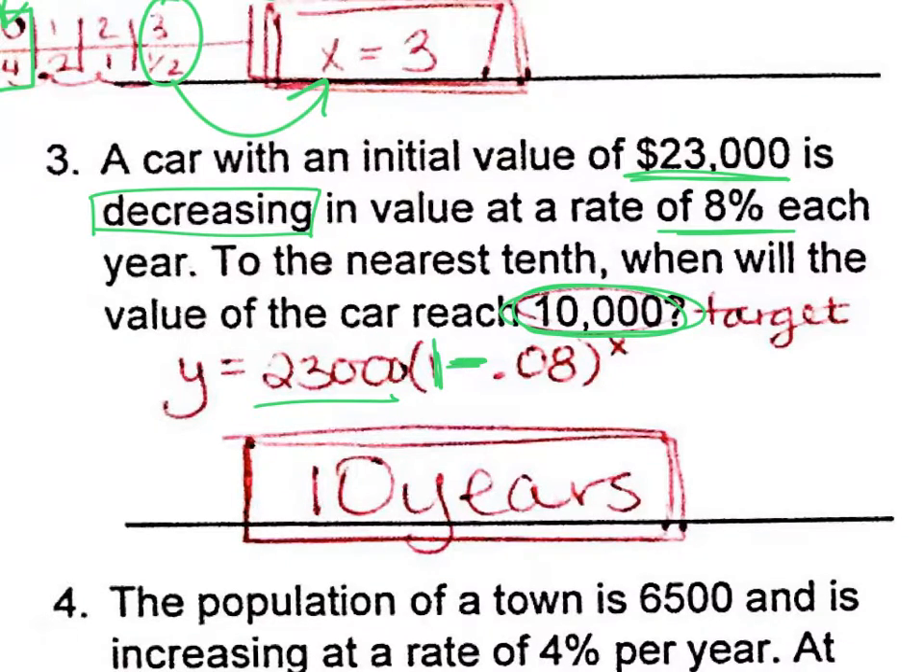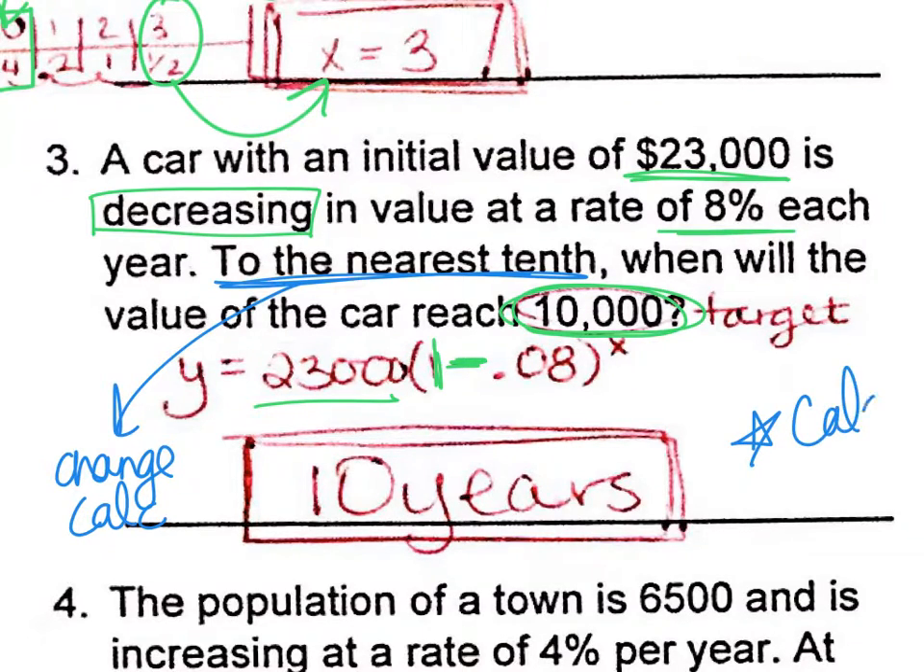So to the nearest tenth tells you need to change your calculator in the table settings so that it counts by decimals. And then you're just going to look in the table for when does it hit 10,000. And in my calculator, that happened at 10 years. If you need help with your calculator, you may need to put a little star and say calculator so we can talk about that tomorrow.